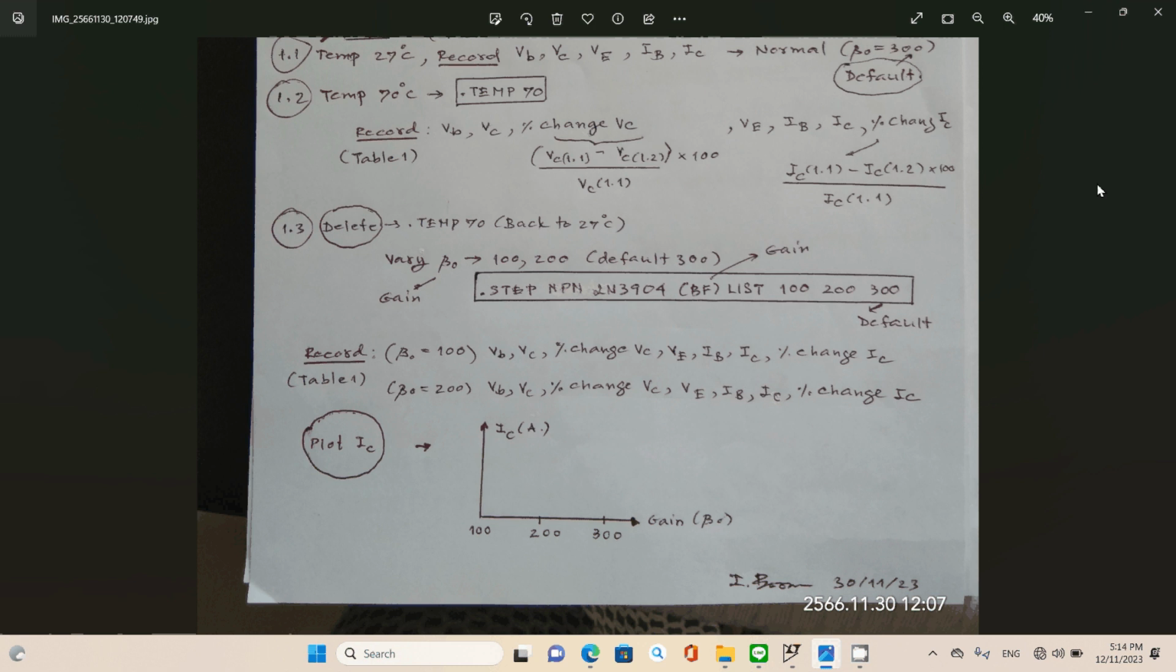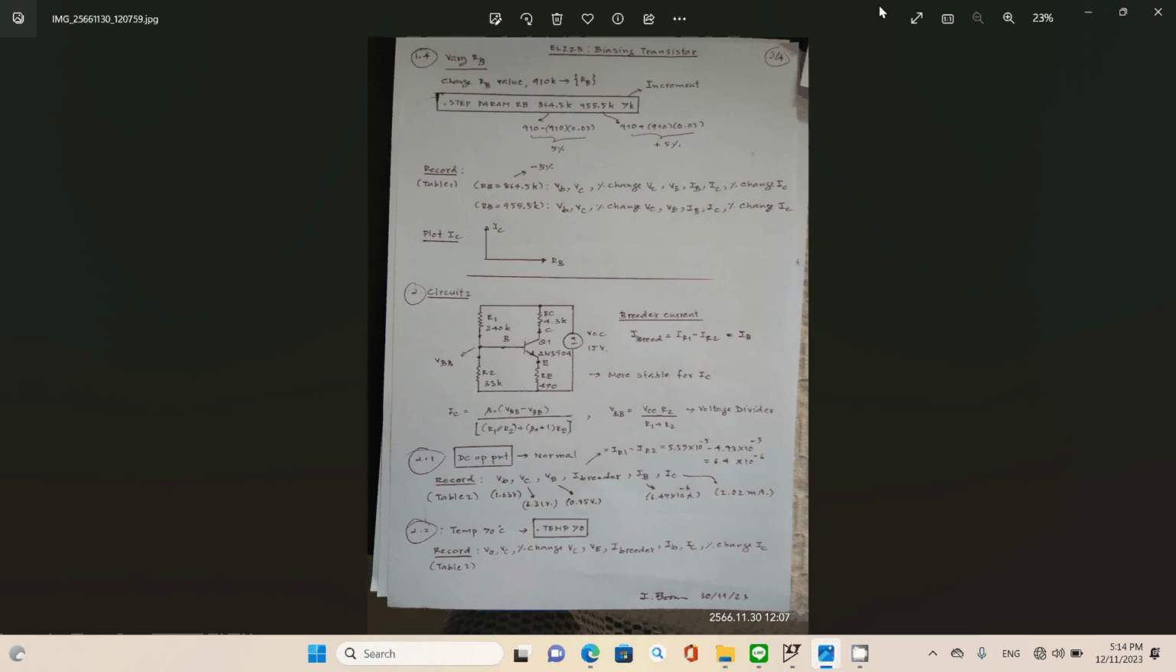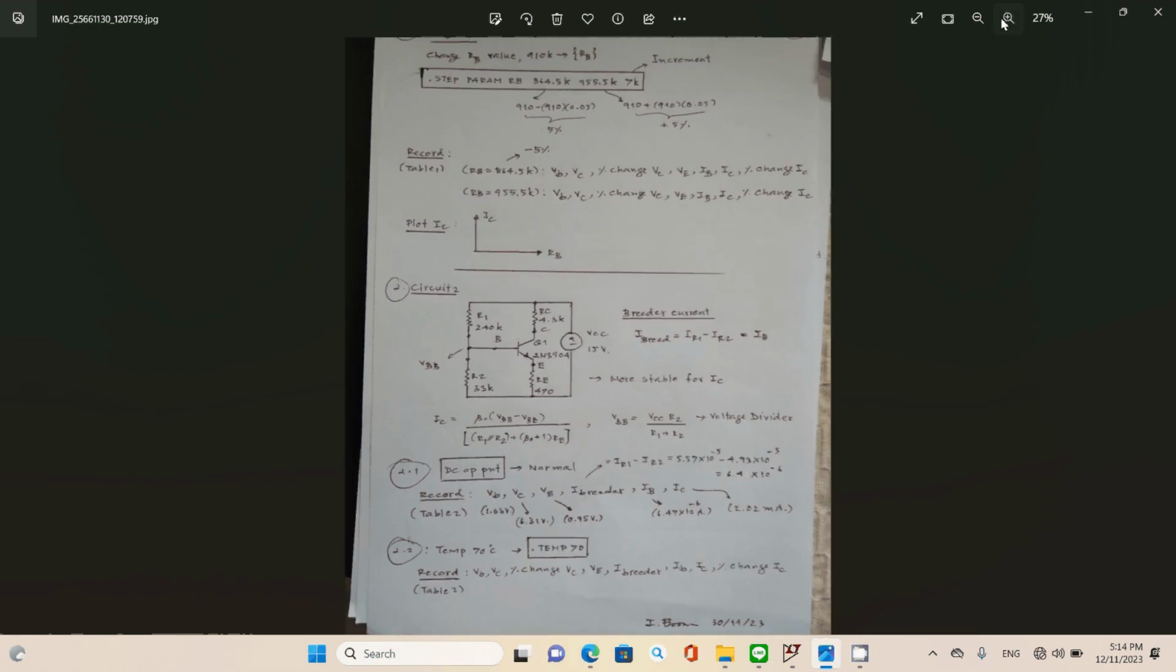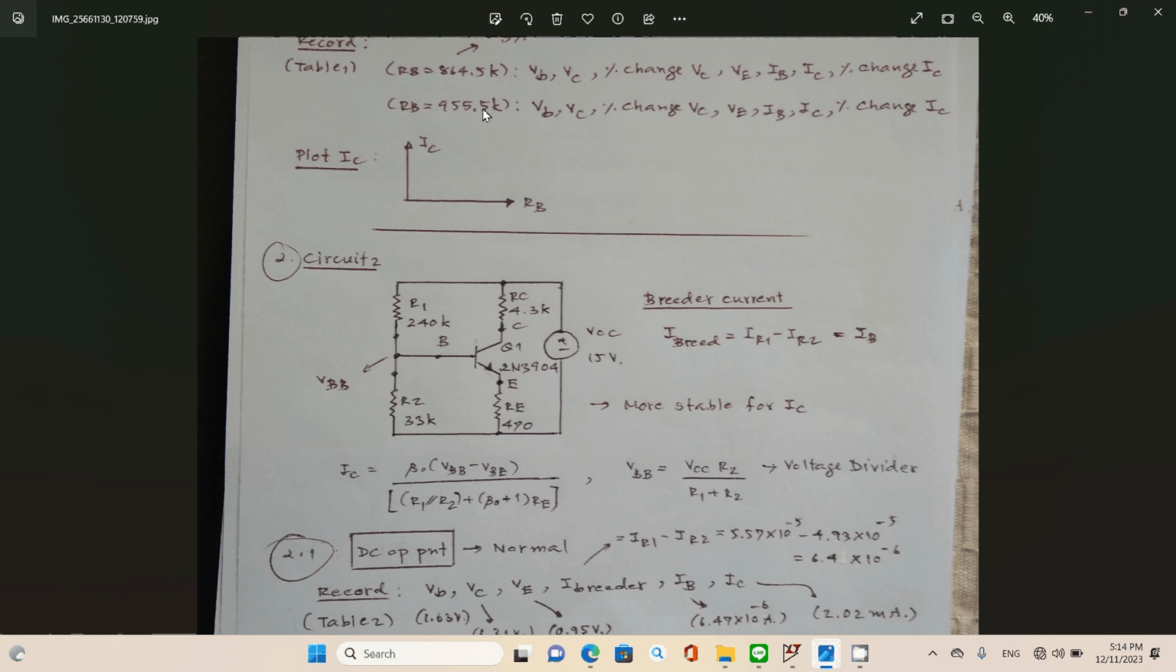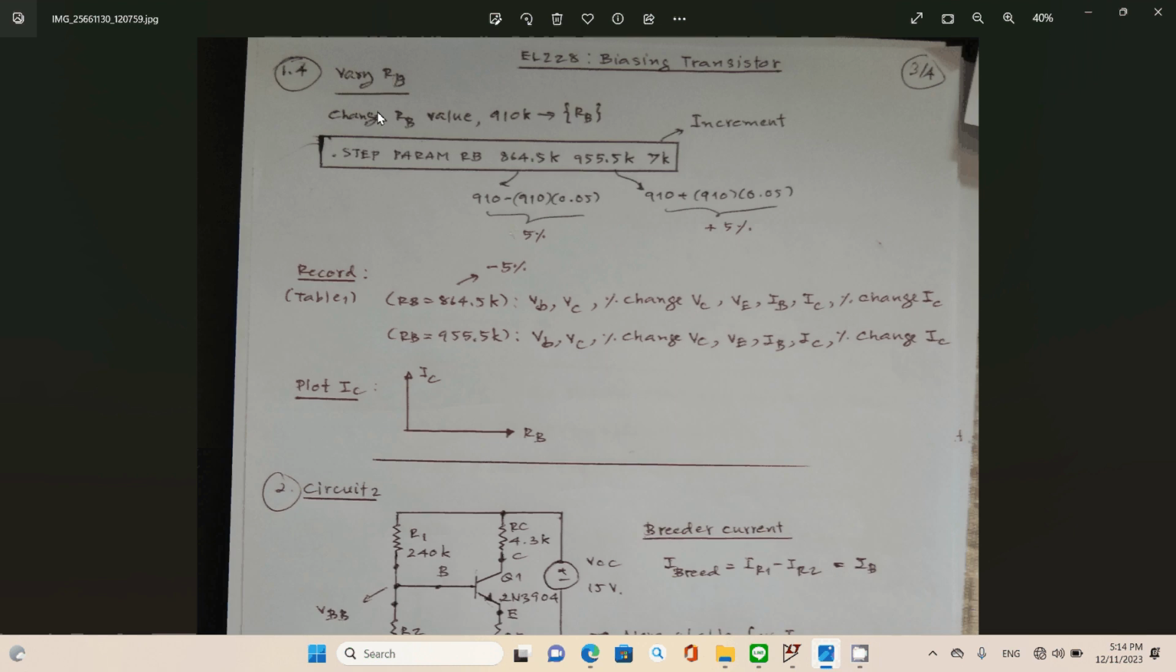Then the next step, 1.4. Now you need to vary RB. You need to change the RB value from 910K. Okay, I will show you in the circuit.